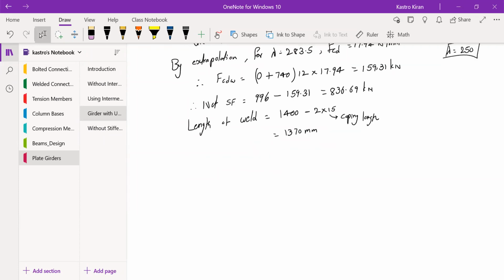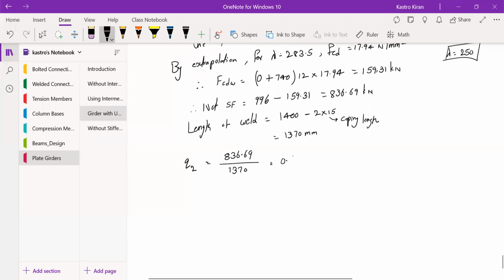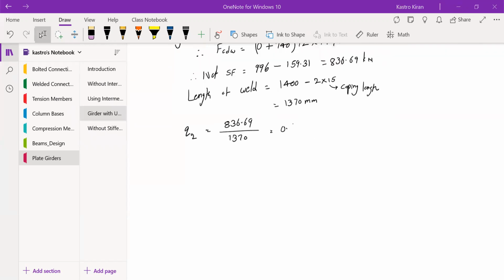And again, you have another formula. If you refer clause 8.7.2.6, you have Q2 equals to net shear force upon the length of the weld. Net shear force is 836.69 and the length of the weld is 1370. If you solve this, it is obtained as 0.61 kilonewtons per mm.